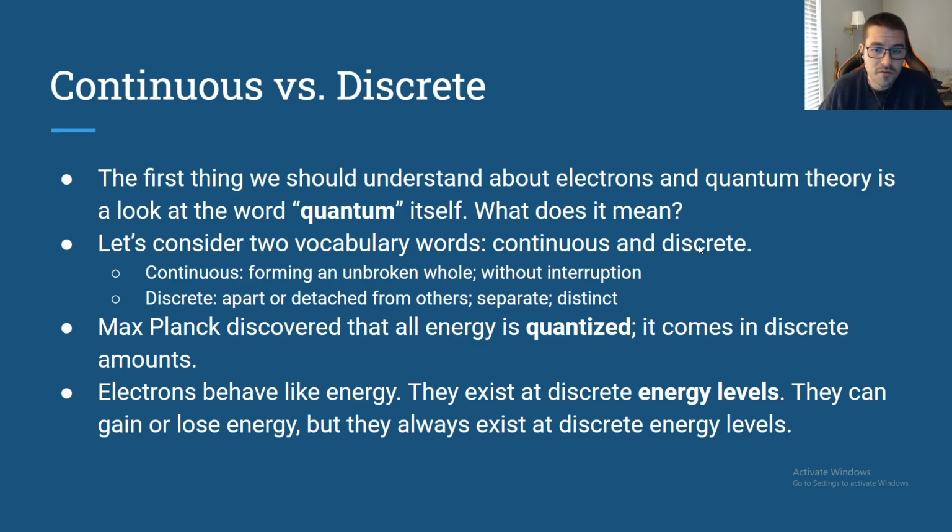These are kind of opposites of each other, all right? And these are two definitions. Something that is continuous is forming an unbroken whole without interruption, okay? Something that is discrete is apart or detached from others, separate or distinct, okay?